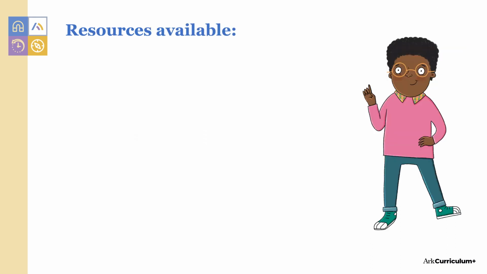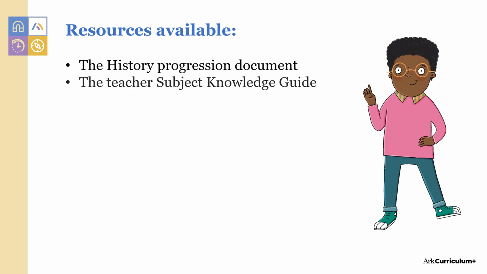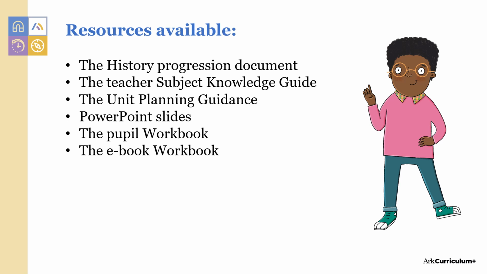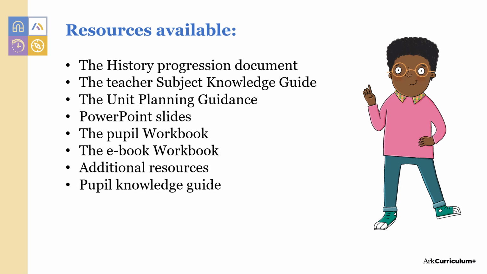The resources for this unit available on Oxford OWL are the History Progression document, the Teacher Subject Knowledge Guide, the Unit Planning Guidance, PowerPoint slides for every lesson, the Pupil Workbook and the eBook Workbook, additional resources to go alongside some activities in the lessons, the Pupil Knowledge Guide, posters, and Discovery Box cards.